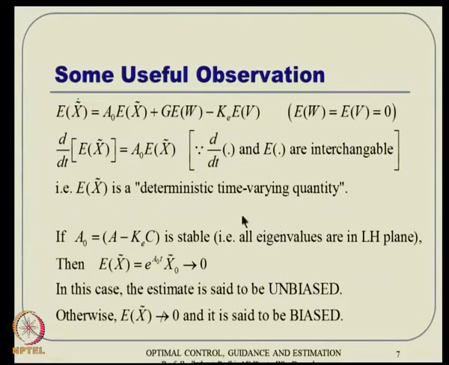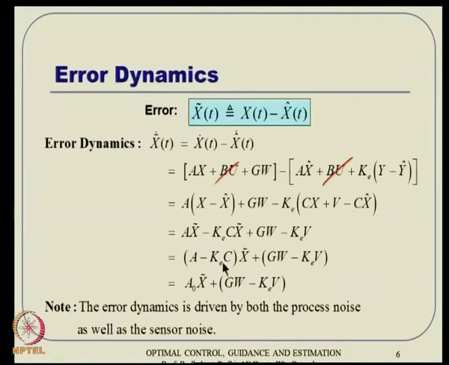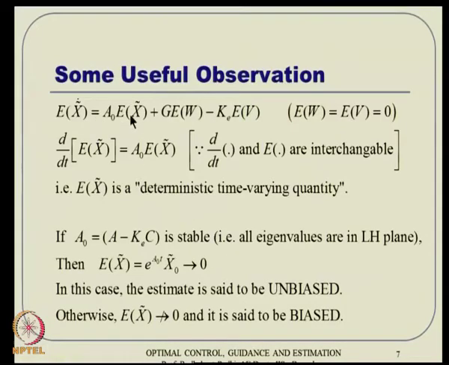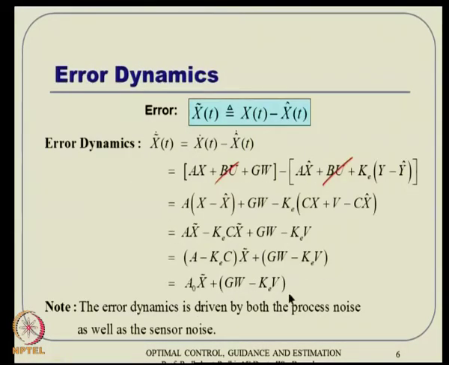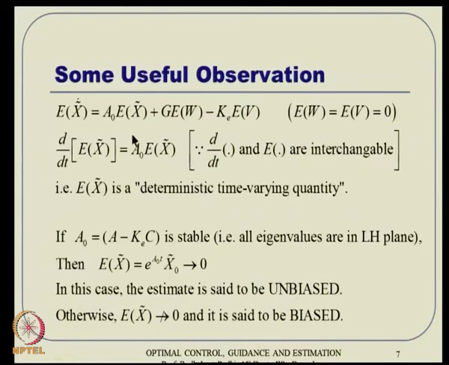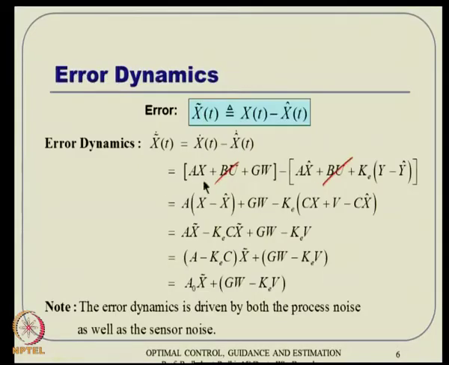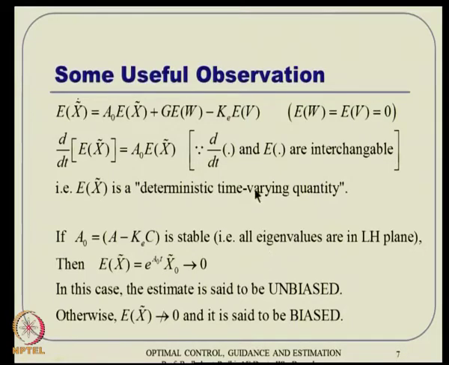Now, some useful observation here: if you talk about the expected value of x tilde dot, then what happens? We take this expression and put expected value, and expected value is a linear operator. So we can do all that, and it turns out that G is a constant matrix, K is a constant matrix, so they will come out. Expected value is a linear operator again, and then this one and that one turn out to be 0. These two, the expected values of W and V, are 0 mean actually. So 0 mean means the expected value of them is 0.